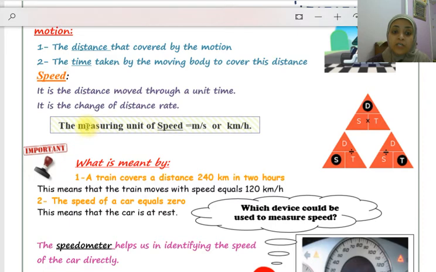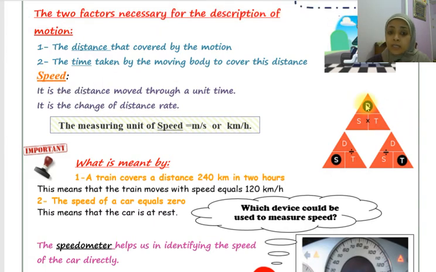After that, we have the measuring unit. The measuring unit for the speed, as for any physical quantity, is the meter per second or kilometer per hour. How can we get the meter per second? Simply, we have the law of the speed using the distance, and the unit for the distance is meter or kilometer, of course.